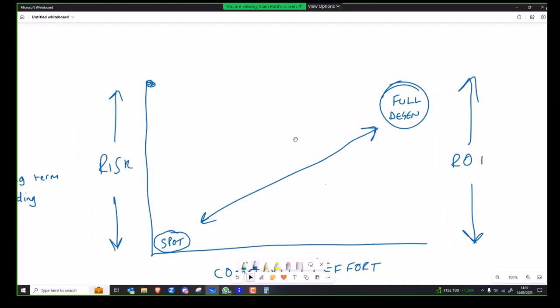One second, has my camera stopped working? Here we go, back in the room. Right, share screen.